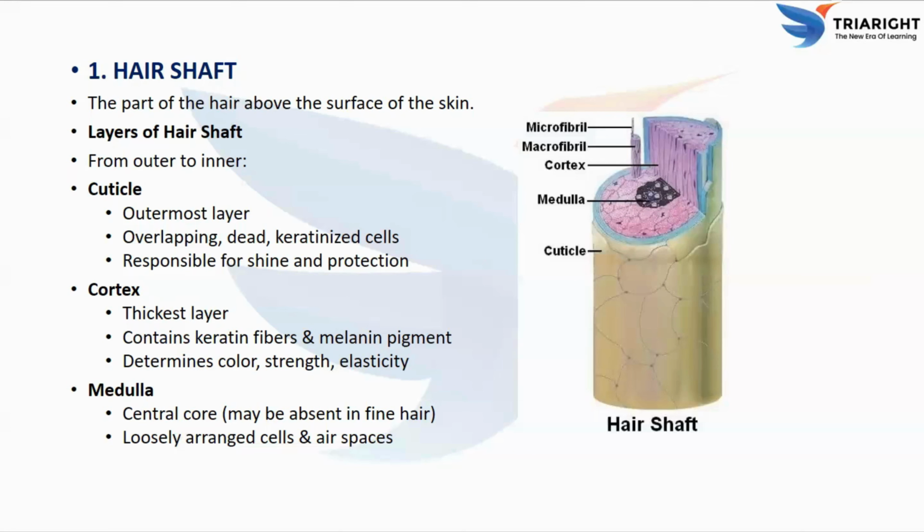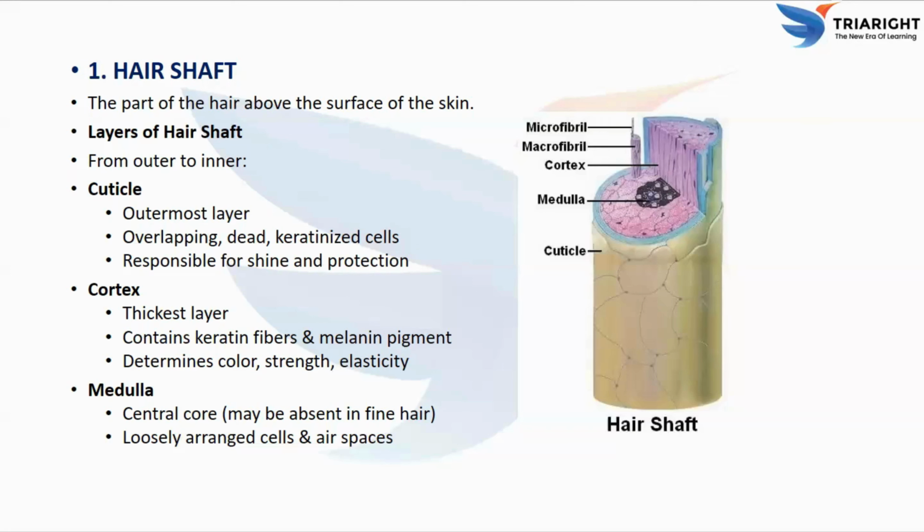So what are the functions of the cortex? It determines the hair color, nothing but the melanin amount and type. It also determines the hair strength, which is about the keratin content, and it also determines the hair elasticity, its ability to stretch and return. So gray hair, what is the meaning of gray hair? Nothing but reduced melanin production.